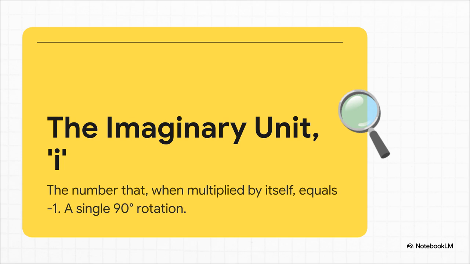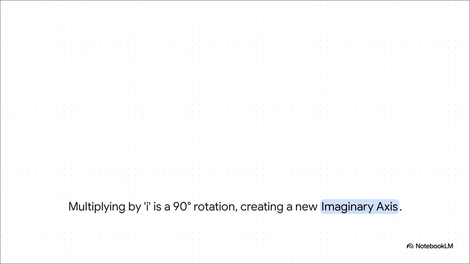So if multiplying by -1 is a 180-degree turn and doing two i multiplications gets you there, then a single multiplication by i must be half that journey. It must be a 90-degree rotation. So let's do it. We take our arrow pointing to 1, we multiply by i, and bam! It rotates 90 degrees. But wait, where's it pointing now? It can't be on the old number line. It's pointing straight up into a whole new dimension. And just like that, we've created the imaginary axis.